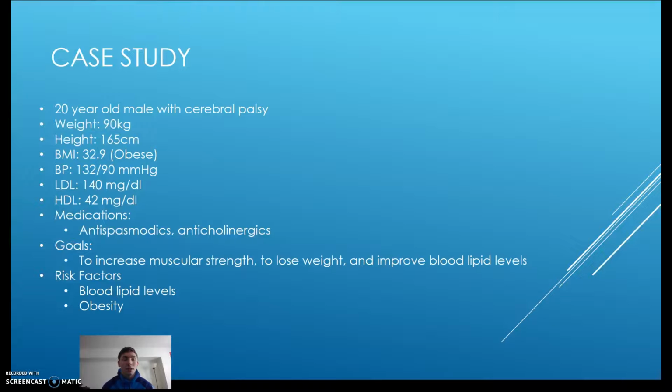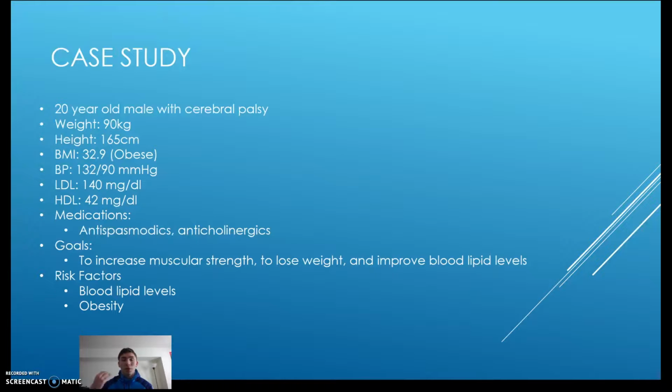Some risk factors that, as you may have already noticed, are blood lipid levels. We have very high LDLs. And also obesity, a BMI of 32.9. And something I didn't write down here, but as you can tell, this person also has stage 1 hypertension.